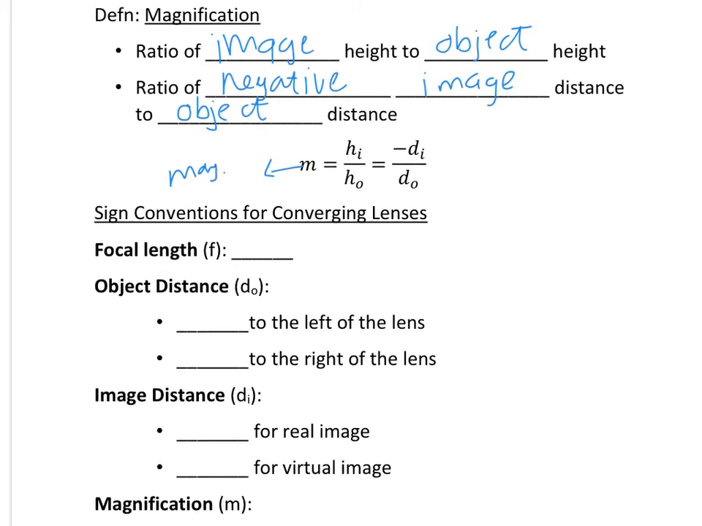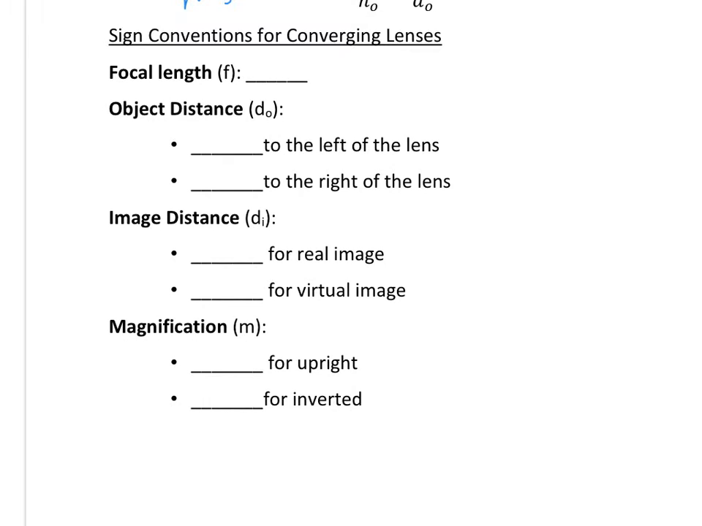And now this brings us to the sign conventions, because signs can be confusing. Focal length is always going to be positive. Object distance is positive to the left of the lens, negative to the right of the lens. Image distance is positive for a real image and negative for a virtual image. And magnification is positive for upright and negative for inverted. These are things that you're just going to have to memorize and know in terms of what's positive, what's negative. So let's do an example.